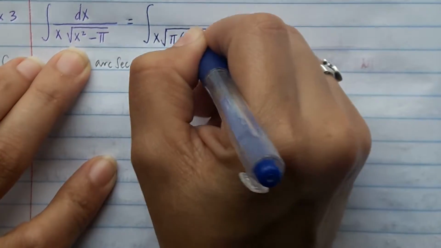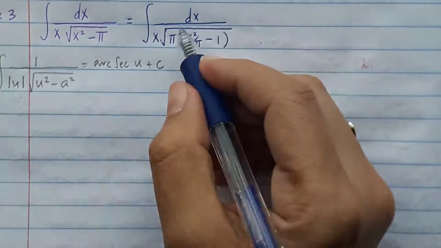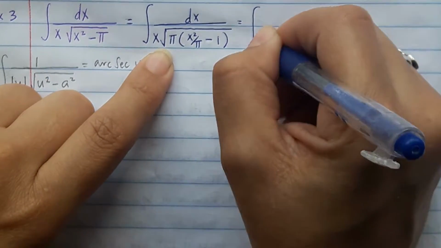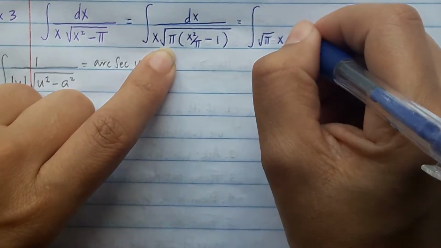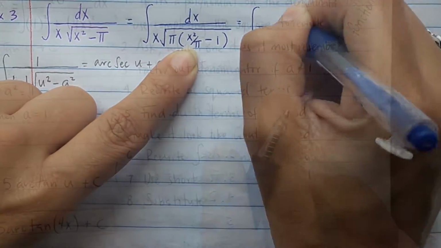That leaves x squared over pi, because they didn't have it. And then when we take the pi out of there, it's negative 1. So that's going to be the same as the square root of pi times the square root of x squared over pi minus 1.